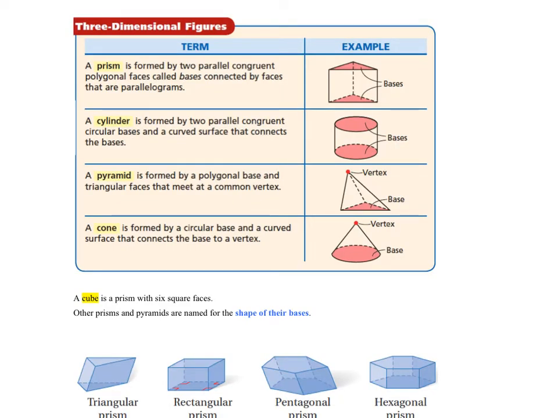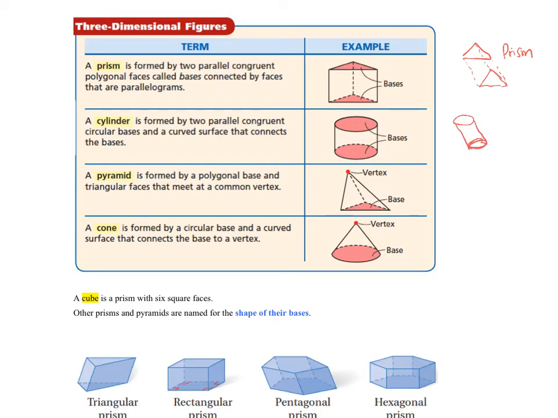The main thing that you need to know is that a prism is made of two figures formed by two parallel congruent polygonal faces. So basically any shape is what I'm saying with the figure that's not a circle, and those are called the bases, and they're connected by faces. So let's see, if we have like a triangle and another triangle and we connect those at the vertices, that's going to be your prism. A cylinder is the same idea, but it's like a circle and a circle, and then they're connected like this. Oops, I missed. That's a cylinder.